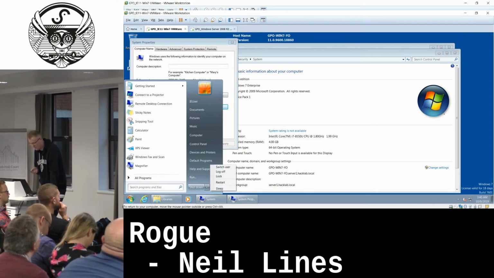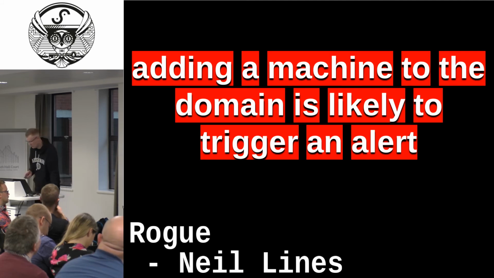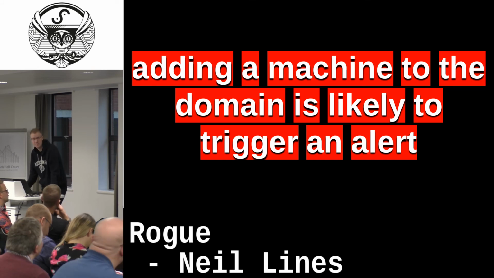Now, a lot of you will be thinking, adding a machine to the domain is likely to trigger an alert. Yes, but as I discussed earlier, if someone's getting 70 to 100,000 alerts a week, they may not be spotting stuff like this. Adding machines to domains, I've done quite a few tests, and I've found people haven't generally spotted it.